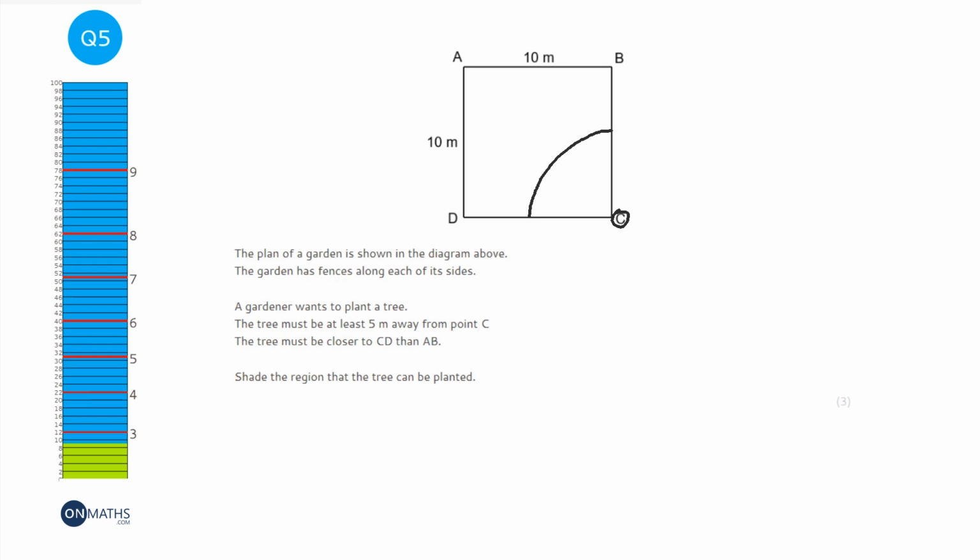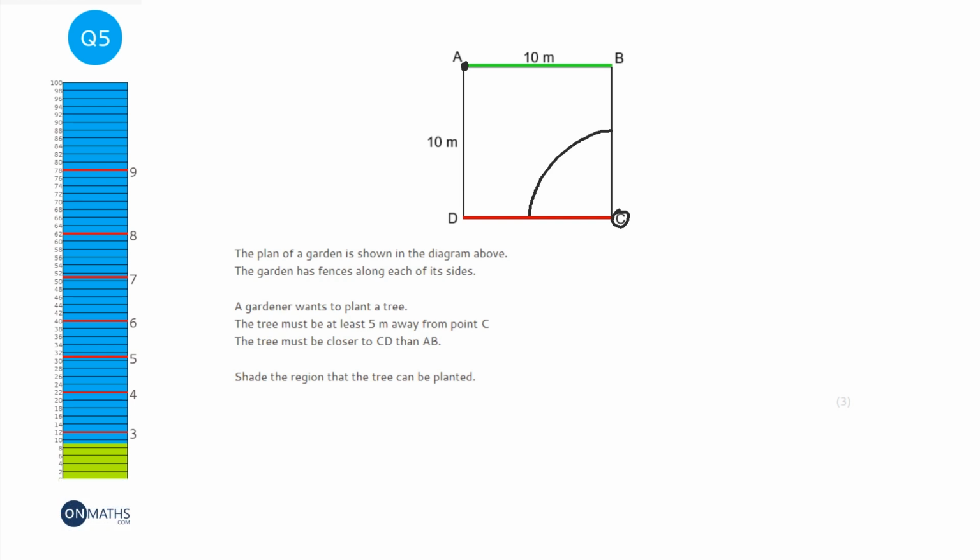Now it says the tree must be closer to CD, which is this bit here. So it's got to be closer to this than AB, so than this. So what we need to do is ensure that it's closer to the red line than the green line. Now to do this, you need to do a perpendicular bisector of AD or BC. Either one would work. So you get your compass and put it at point A, and you measure out something that's more than 5 centimeters.